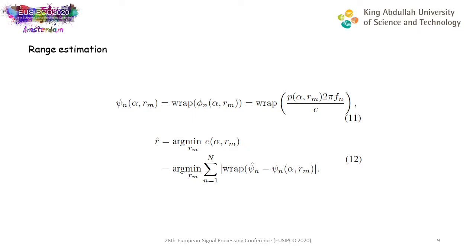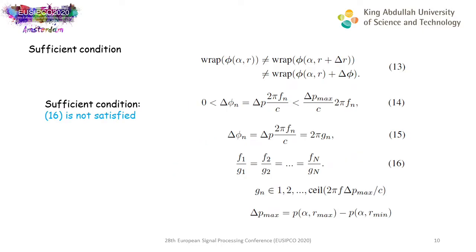Then, for a hypothesized range Rm, the corresponding observed phase difference vector can be calculated as equation 11. The estimated range can be obtained by finding the candidate that maximizes the cost function in 12. The range estimation by solving equation 12 will not always work. We can, however, derive a sufficient condition, which is that equation 16 is not satisfied.